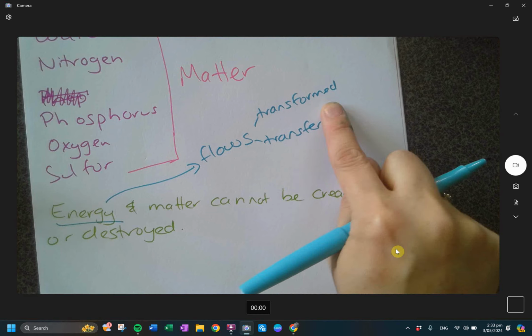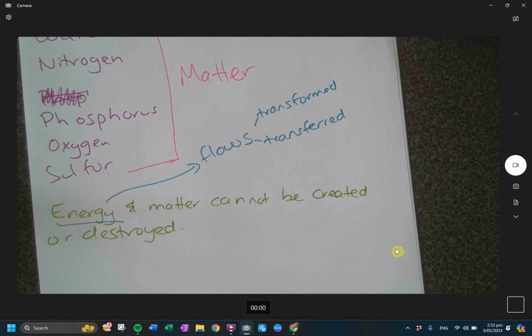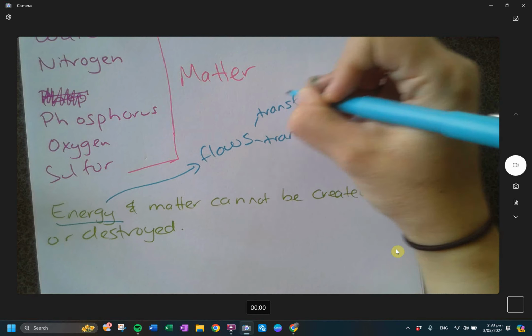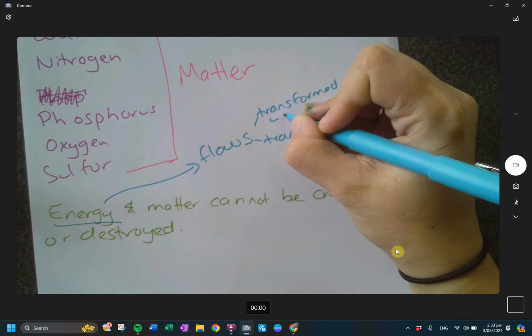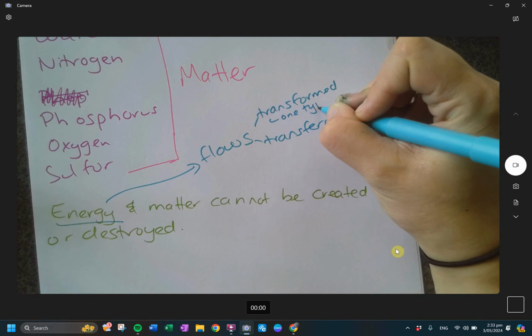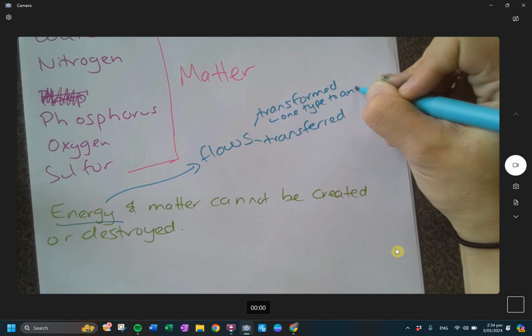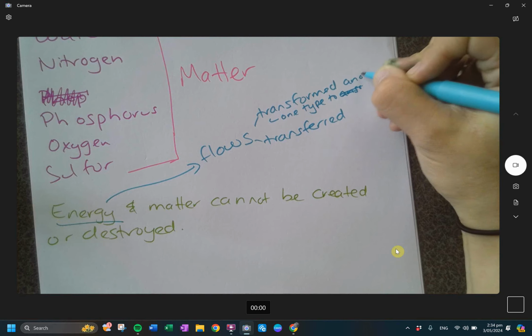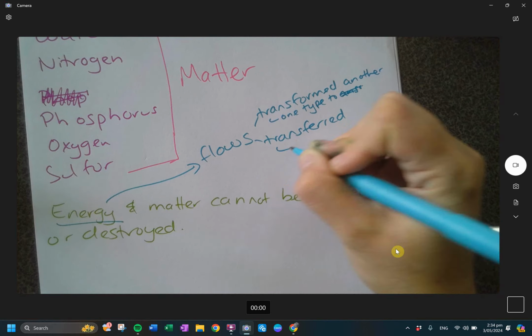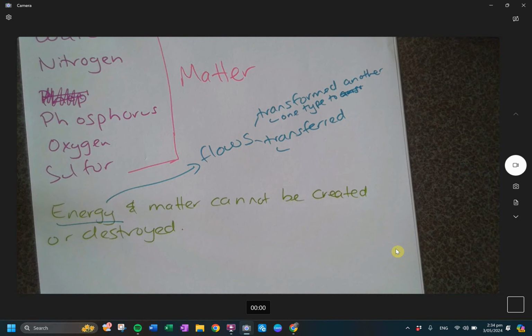So when we're talking about transform, we're talking about energy that's gone from one type to another. When we're talking about transferred, we are still the same type of energy. It's just a different object that might have that energy.